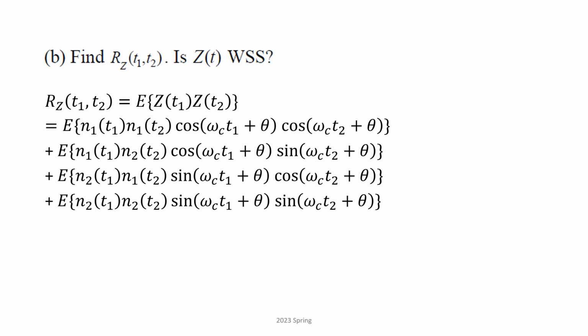The second subproblem is to find R_Z(t1, t2) and judge if Z(t) is WSS. So R_Z(t1, t2) equals the expectation of Z(t1) times Z(t2), and it equals the expectation of N1(t1) N1(t2) cosine(omega_c t1 plus theta) times cosine(omega_c t2 plus theta), and three other terms.